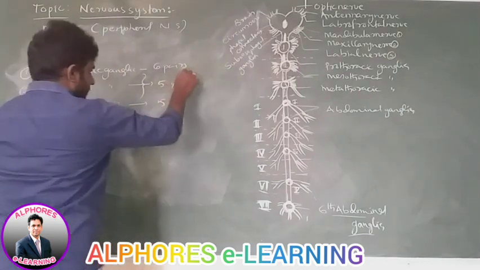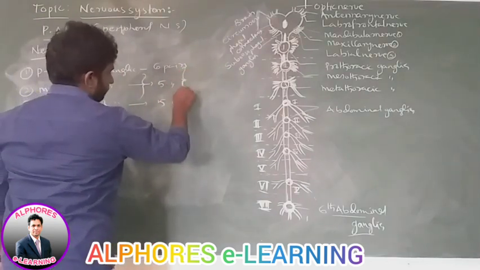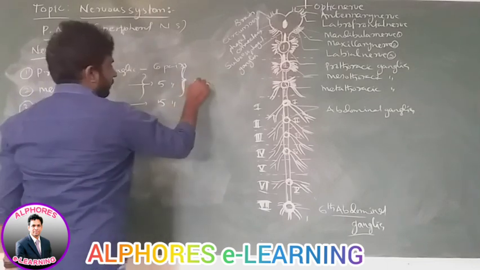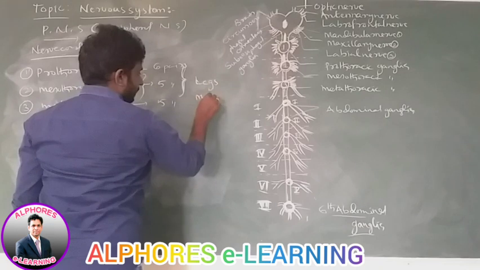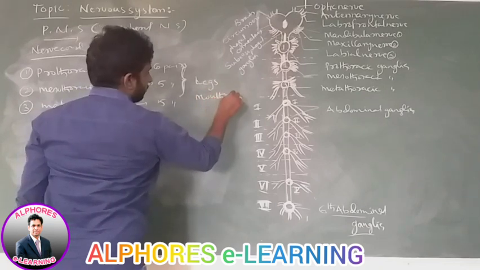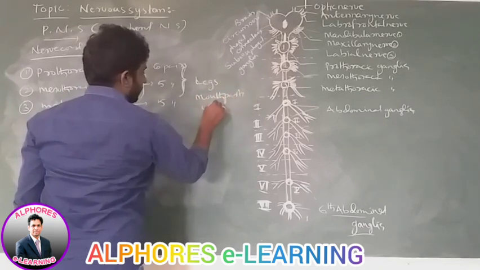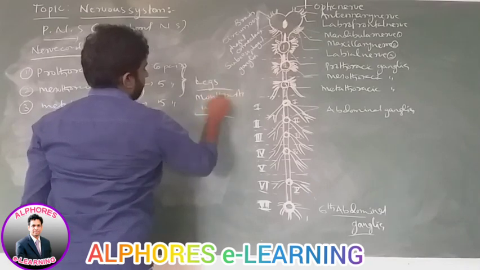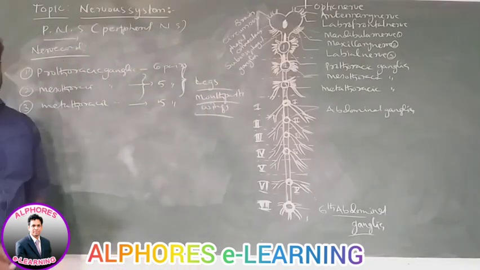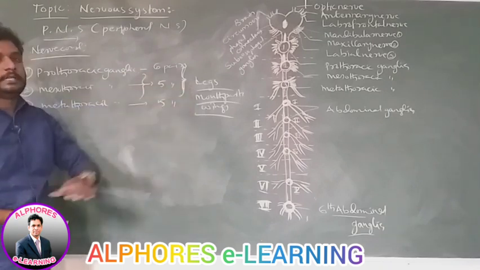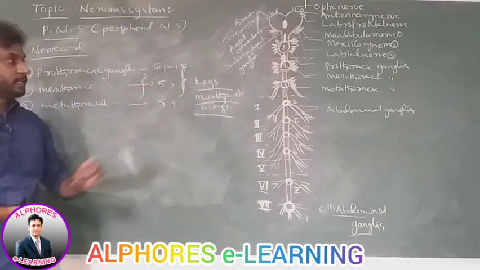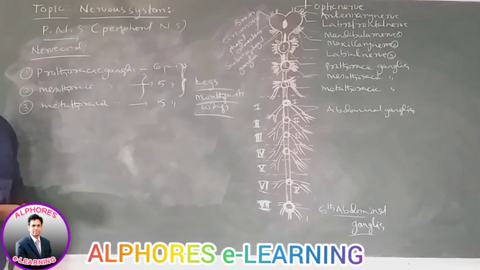And all these nerves are supplied to the legs, mouth parts and wings. Okay, legs, mouth parts and wings. That means they control and coordinate the legs, mouth parts and wings. These are the ganglia present in the thorax.